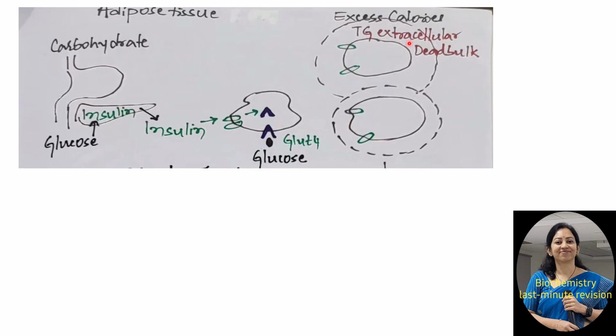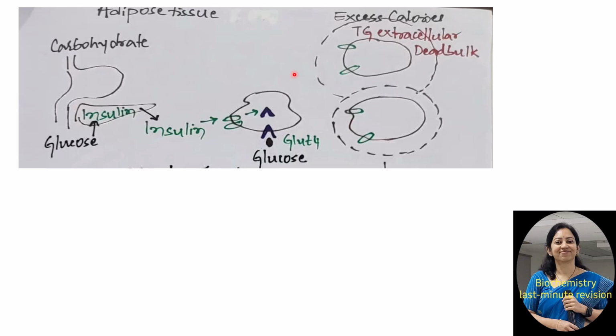So when we consume a large amount of calories, what happens? There occurs hypertrophy. Hypertrophy means an increase in the size of the adipocyte, and hyperplasia also, an increase in the number of adipocytes. So this will alter the insulin receptor, and insulin can no longer bind to the adipocyte. When insulin does not bind to the adipocyte, what happens? The GLUT4, which is present in the cytoplasm, cannot be translocated to the cell membrane, so glucose cannot enter, and this will result in insulin resistance.